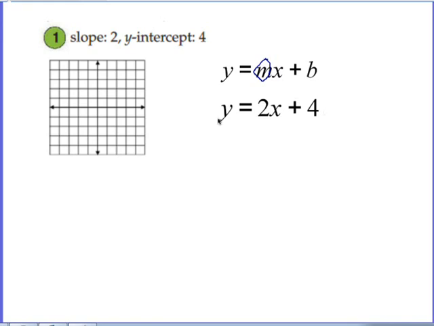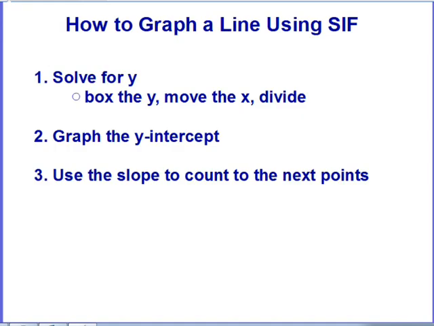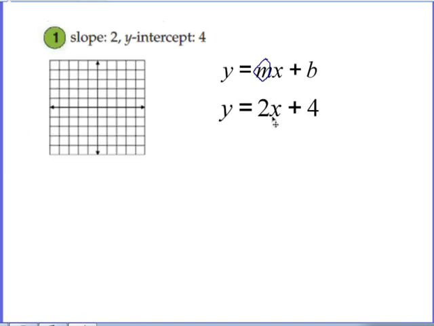Alright, so here's the equation. We already have y by itself, so step 1 of our steps here is already done. Solve for y, that's done. Now we have to graph the y-intercept. So here's my y-intercept is 4, so I'm going to take my pen. I'm going to graph on the y-axis 4. Alright, so my y-intercept is 4.